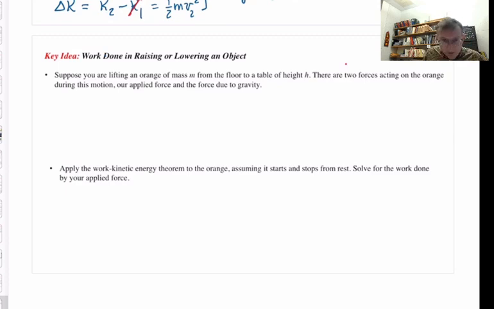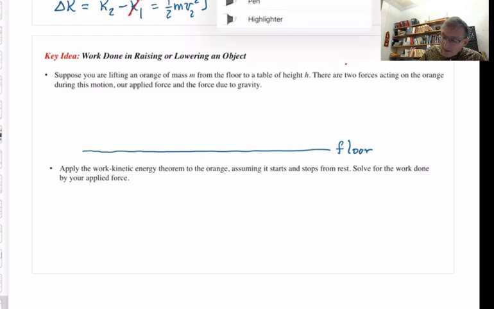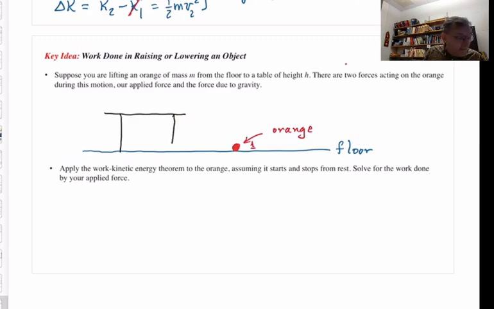So let me start. I'm going to be sketching it here. There's the floor. And I don't really have an orange pen. No, but I'll use red. So it's a red orange. Okay? There's the orange. Starts out at point 1 here on the floor. Let me draw a table. You don't have to be an artist here. That's the table.